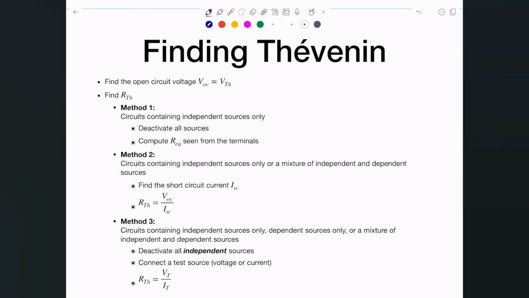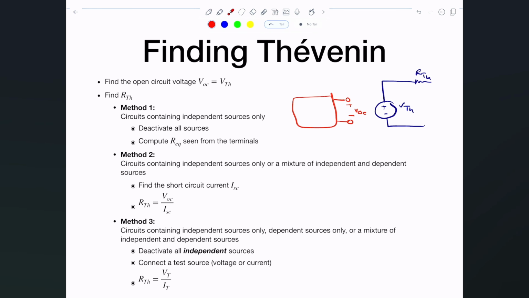So in summary, to find the Thevenin equivalent of a circuit, you need to find 2 things. You need to find the voltage source value, which we call V Thevenin, and you also want to find the R Thevenin, which is a Thevenin equivalent resistance. And the way we do it is summarized here on these steps. So the first thing you do is you take whatever circuit you have, no matter how complicated it is, you open circuit it wherever you want to find the Thevenin equivalent from, and you compute the V open circuit. That V open circuit will be your Thevenin equivalent voltage. All right, and then for the R Thevenin, you have options. You have 1 of 3 methods.